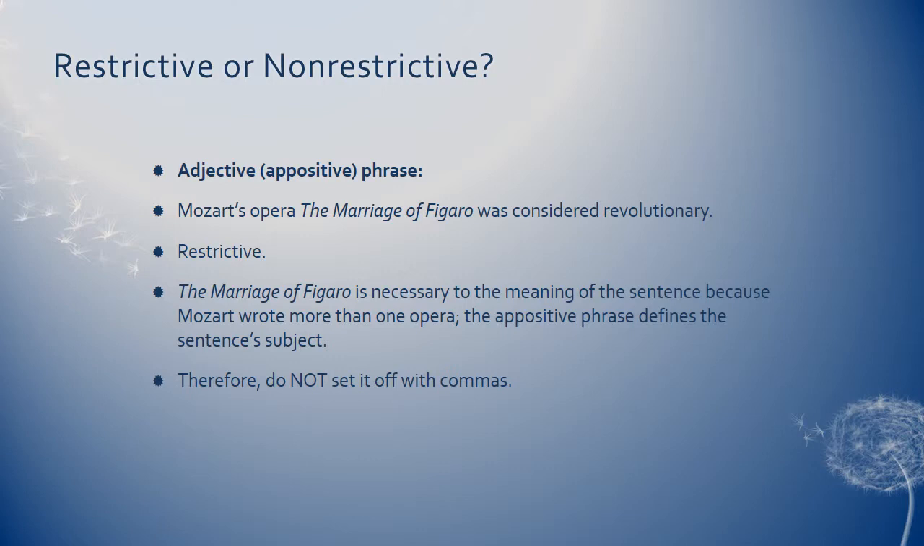Well, the title of the opera, The Marriage of Figaro, and we know it's a title of a major work because it is italicized. So The Marriage of Figaro is necessary to the meaning of the sentence because Mozart wrote more than one opera. The appositive phrase defines the sentence's subject. That is, it's much more specific. Mozart's opera, well, which? The Marriage of Figaro. Therefore, we do not set off this appositive phrase with commas.